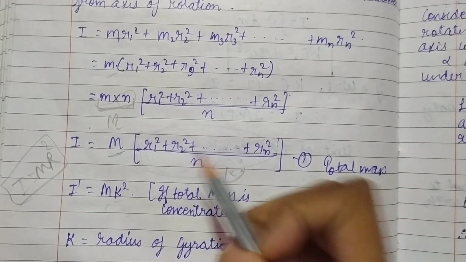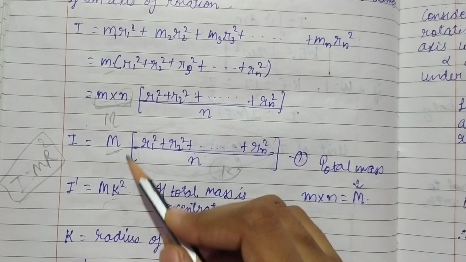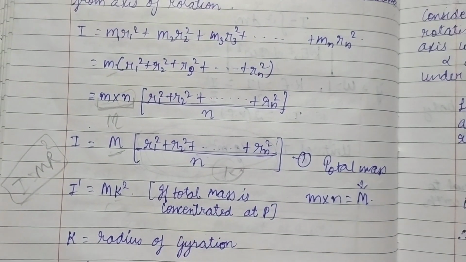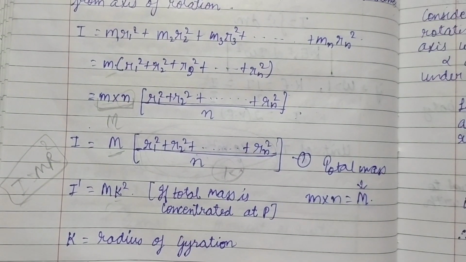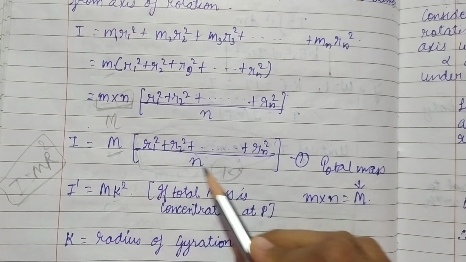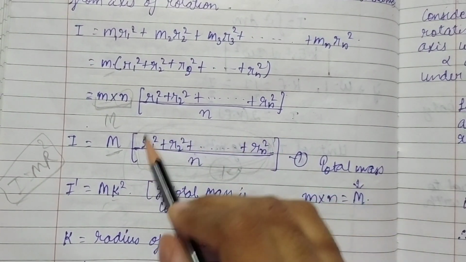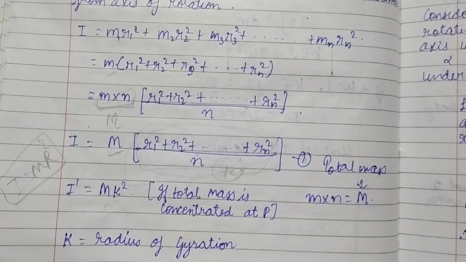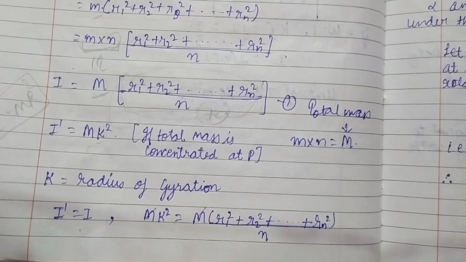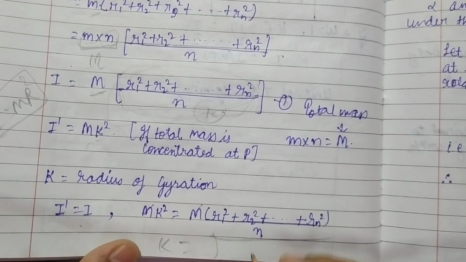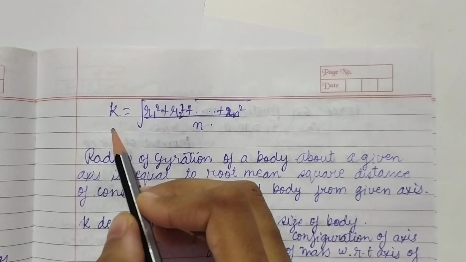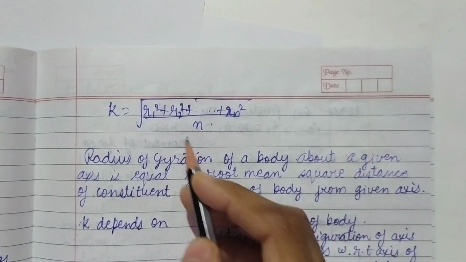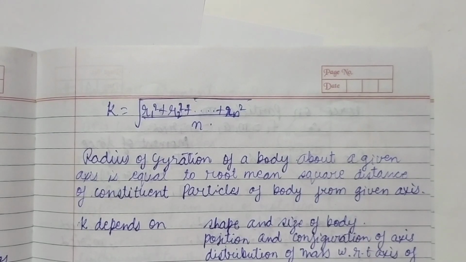Now if we compare these two equations, I dash becomes equal to I, and Mk square becomes equal to this, so k becomes equal to this. This is k of the system, that is the radius of gyration. Now if we want to know what is k, k becomes equal to the square root of r1 square plus r2 square up to rn square divided by n. n is the number of masses present in the system.